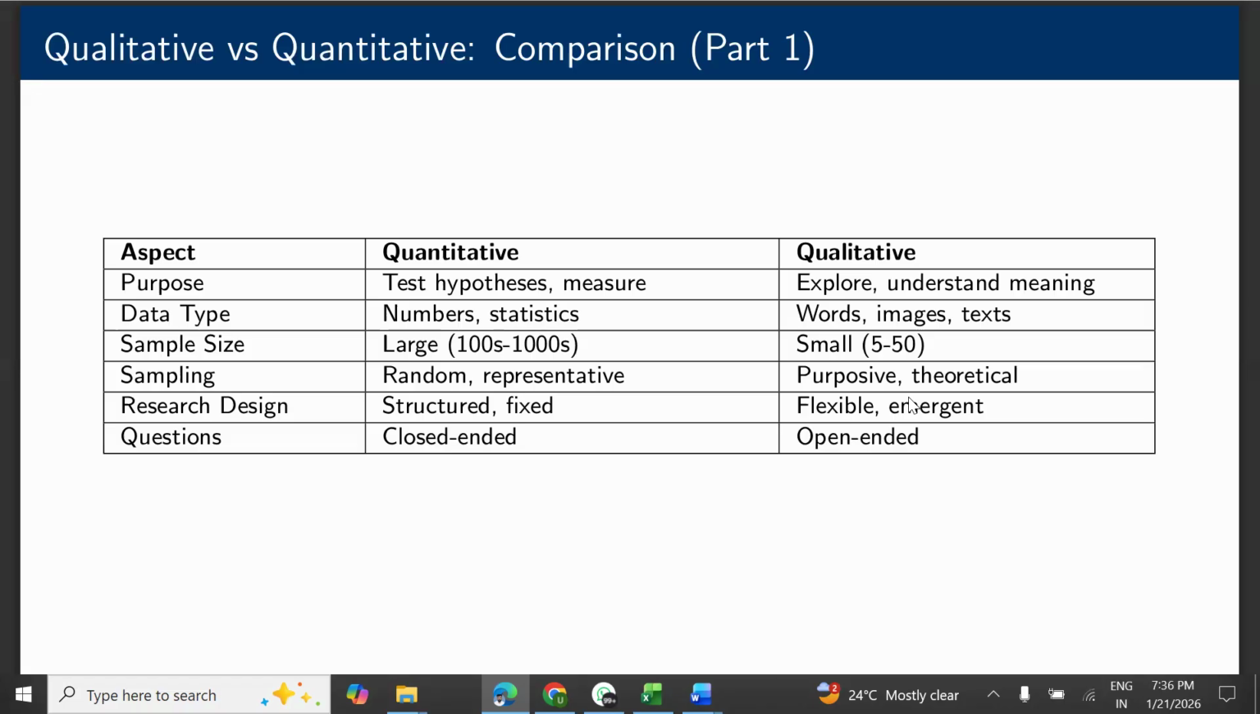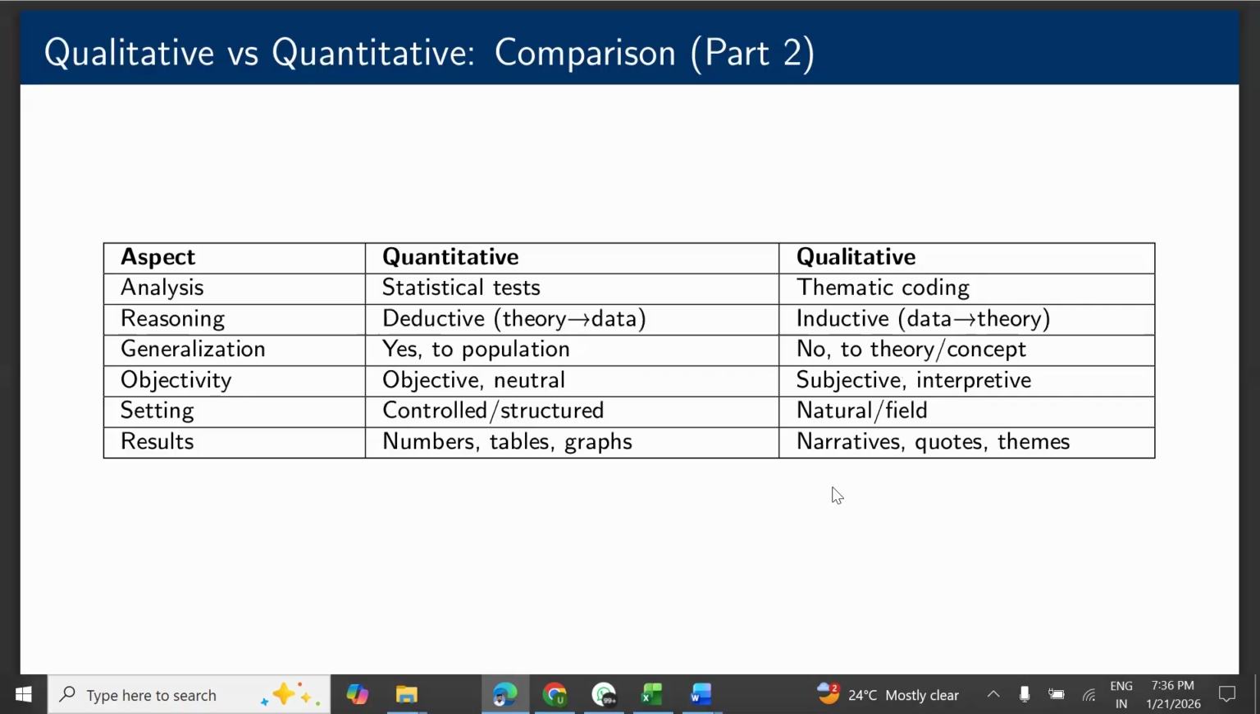In qualitative research, the purpose is to explore and to understand the meaning. The data types used are words, images, text. Sample size will be very small. Sampling will be purposive and theoretical. Research design will be flexible and emergent. Questions will be open-ended.